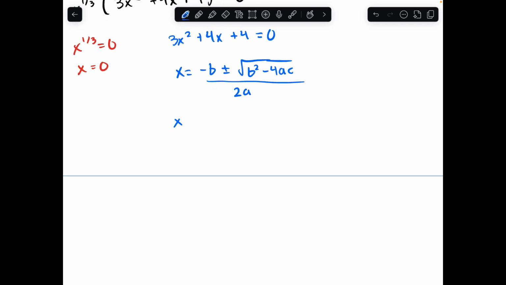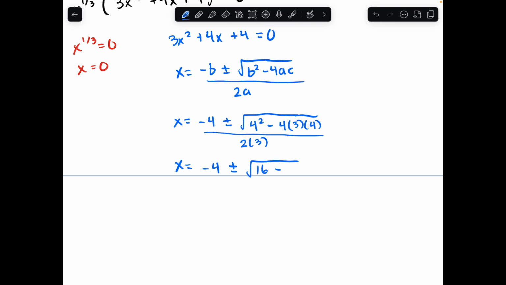So we're going to get that x is equal to negative 4 plus or minus the square root of 4 squared minus 4 times 3 times 4, and then this whole thing divided by 2 times 3. Multiplying our constants together, we're going to have x is equal to negative 4 plus or minus the square root of 16 minus 48, all divided by 6. Now this is going to become x equals negative 4 plus or minus the square root of negative 32 divided by 6.